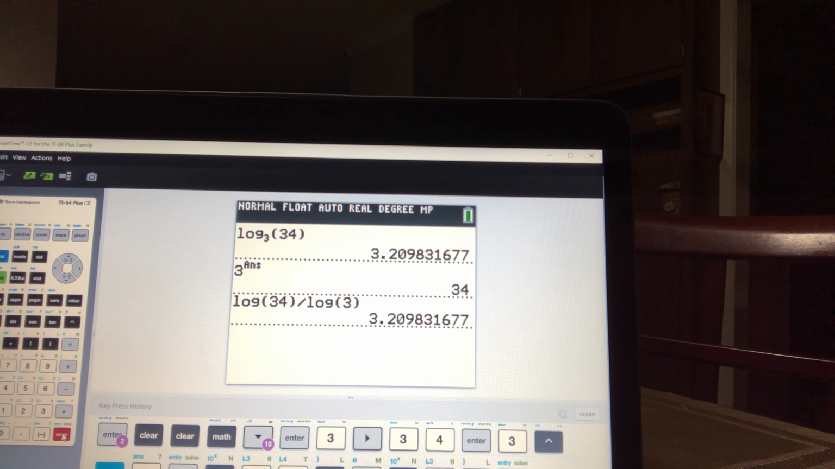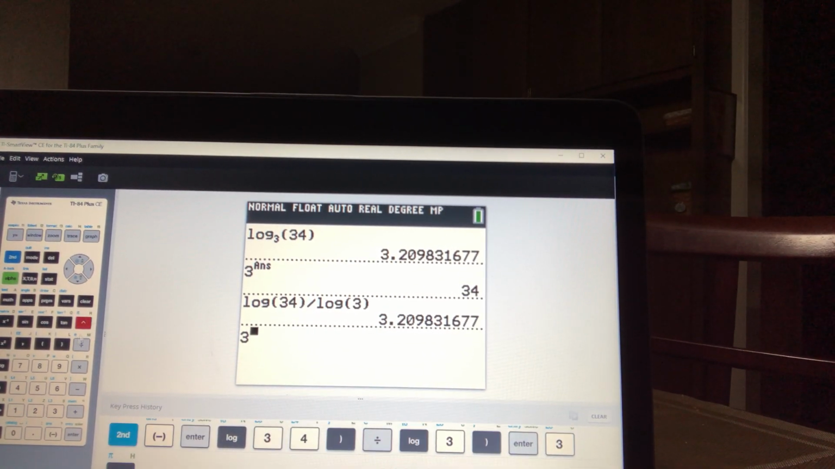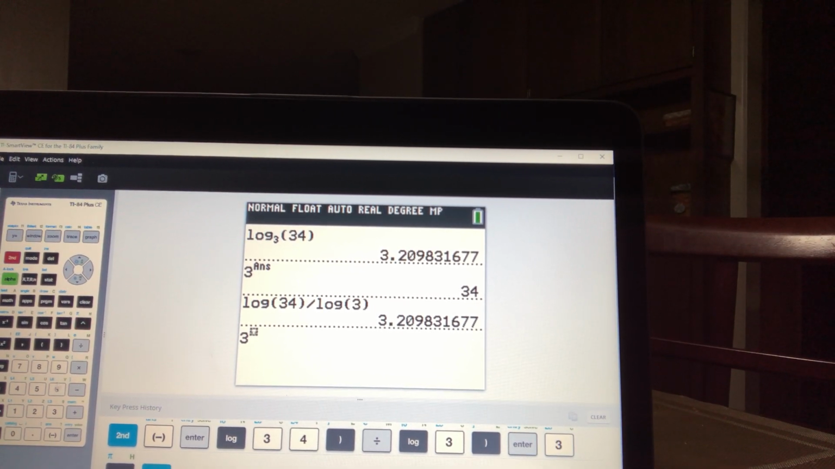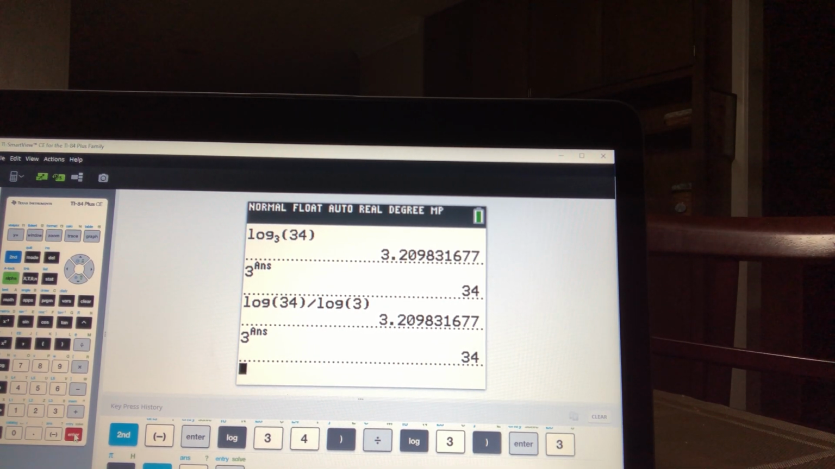So if your calculator doesn't have that log base button, don't worry. You'll just have to enter it like this. You'll get the same answer as everybody else. And if you still do the same thing, like 3 raised to the answer, you're still going to get 34. So no matter what, you'll be able to get the answer. Your calculator just might be a little bit different. Okay, so let's do a couple more of those.